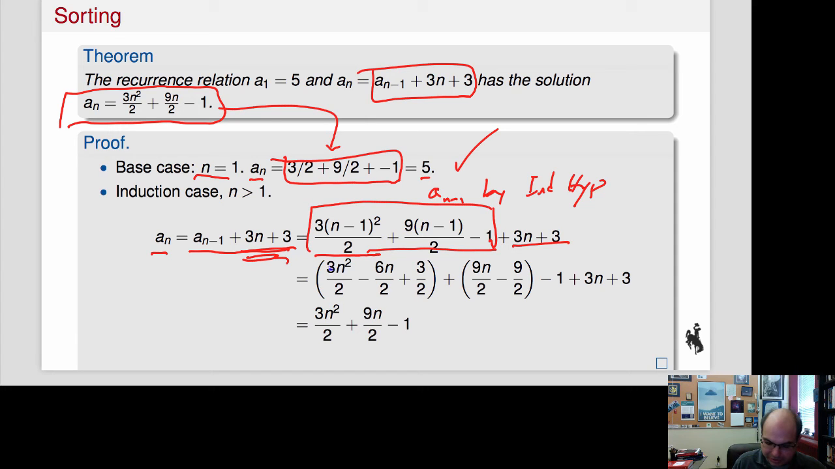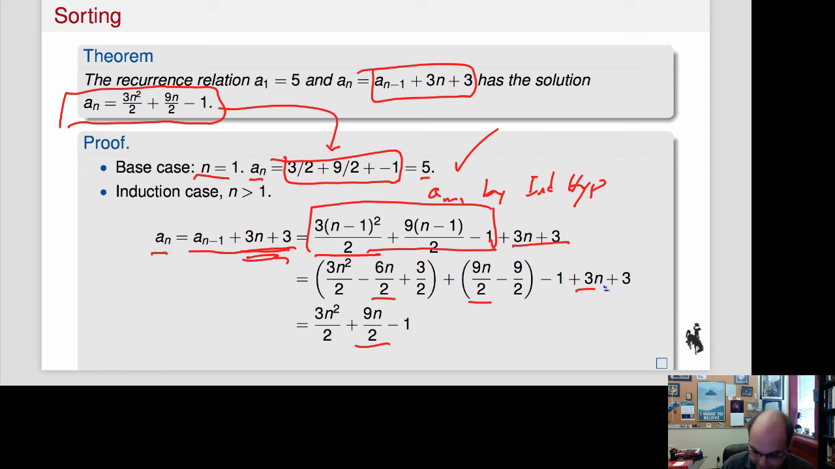n minus 1 squared is just n squared minus 2n plus 1. Multiply that by 3 halves, and we get 3 halves n squared minus 6 halves n plus 3 over 2. And 9 times n minus 1 over 2, again, we'll just plow through that. That's 9 halves n minus 9 halves. Now we combine terms, so we still have 3n squared over 2. How many n terms do we have? We have 9n over 2 minus 6n over 2, that's 3n over 2, plus 3n, that's plus 6n over 2, that's plus 9n over 2. So all of these combine to give me that. And then I've got plus 3 halves minus 9 halves, that's minus 6 halves, plus 3.